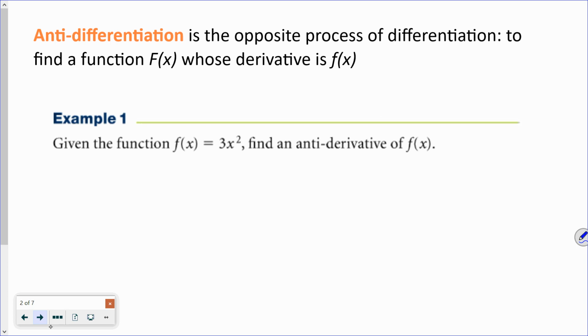The idea is to find a function, which we'll call here capital F of x, whose derivative is f of x, which is the one that's given. So it's like you want to undo the derivative. So here, in example 1, we have the function lowercase f of x equals 3x squared. And we are asked to come up with an antiderivative for that. We can call it capital F of x just to show that it's not the same as the original function here. And you want to figure out what function was it before the derivative was taken. So you want to undo the derivative to it.